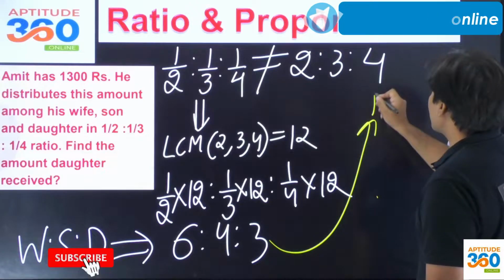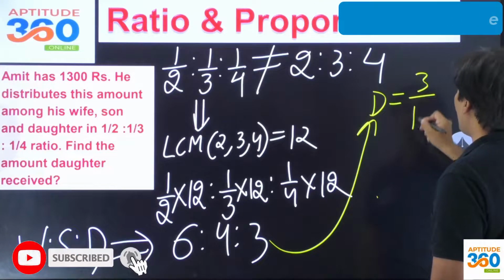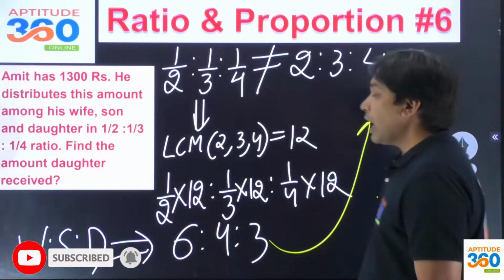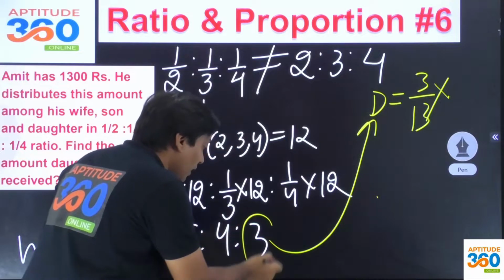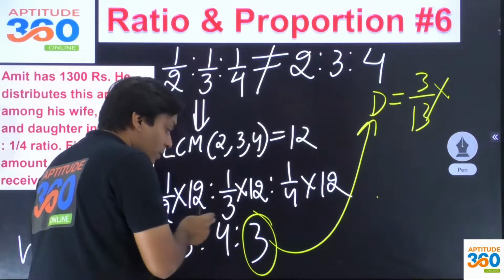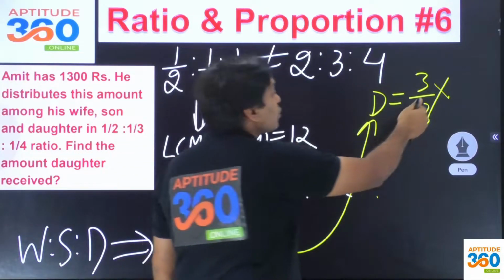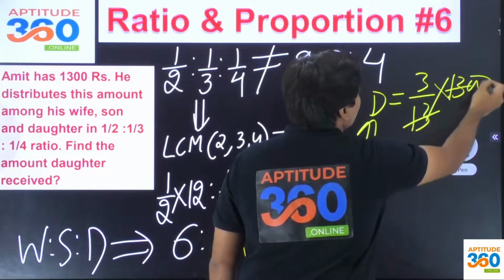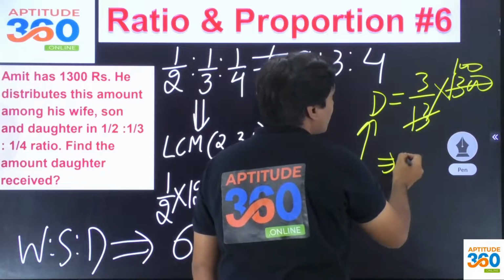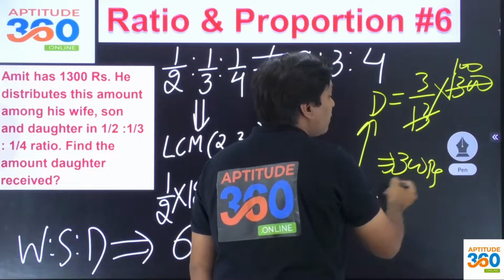So the daughter is going to get 3/13 of the total. How am I getting 3/13? Probably you're understanding this now. This is 3, this is 3, 3 divided by 6 plus 4 plus 3, so 3/13 of the total. How much is the total amount? This is 1300, so this is going to be 100. How much is the daughter getting? 300 rupees. Simplified.